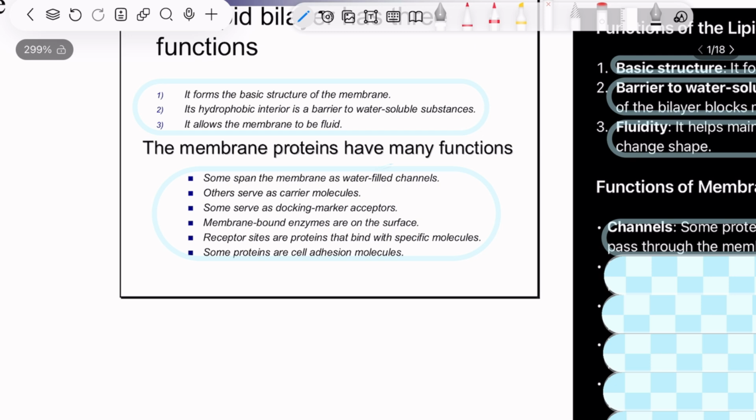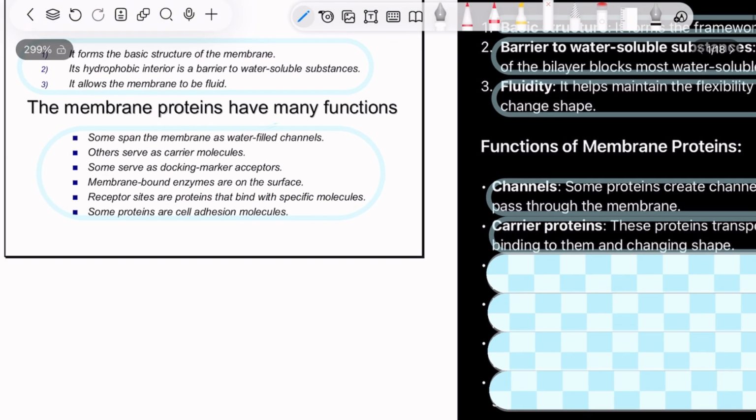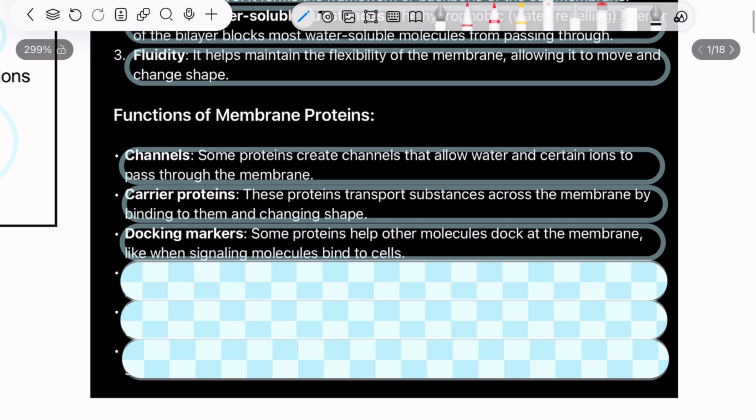Others serve as carrier molecules. Carrier proteins transport substances across the membrane by binding them and changing shape. Some serve as docking marker acceptors. Docking markers, or some proteins, help other molecules dock at the membrane, like when signaling molecules bind to cells.